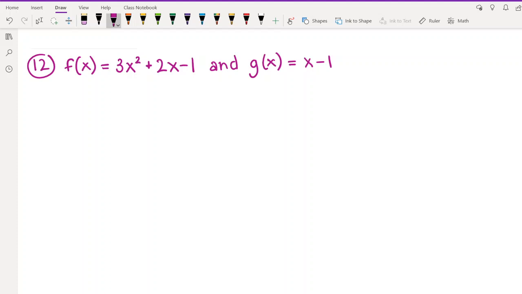So the first question is to find f of 2x. What does it mean to find f of 2x? It basically means that if you look at this original equation, whatever you're putting in the parentheses is what you're replacing x with. For example, if you were evaluating f of 5, you would do 3 times 5 squared plus 2 times 5 minus 1. Whatever you put in these parentheses, you replace x with that.